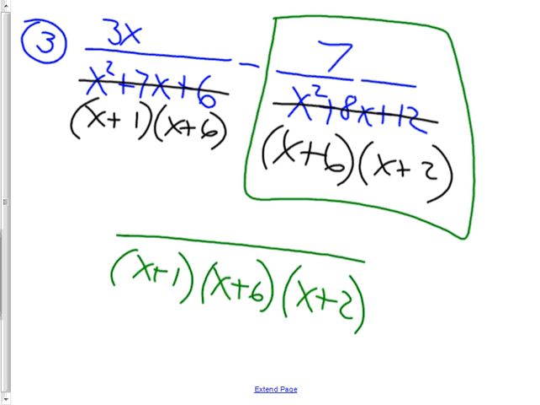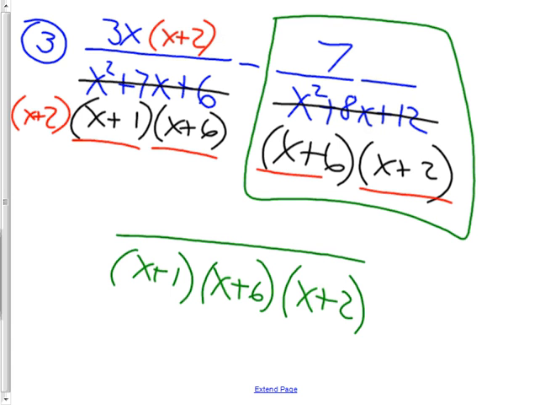All right, so now I'm thinking, how does this differ from my common denominator? It's got the plus 1, it's got the plus 6, it needs an x plus 2. So I've got to do that on the top and the bottom. How does this differ from my common denominator? It needs an x plus 1. So if I put an x plus 1 down there, I need an x plus 1 up here. How many of you are right so far on this one? Okay, good.